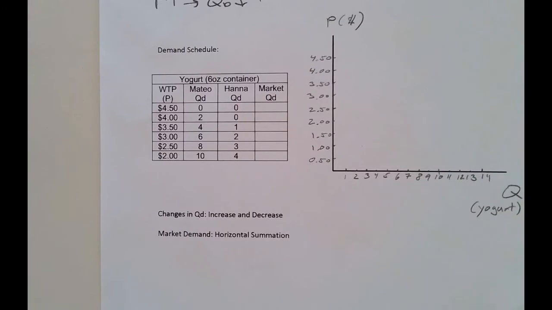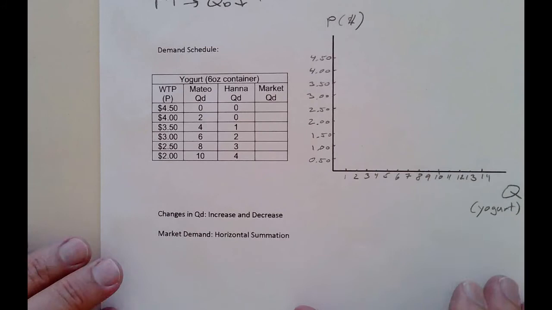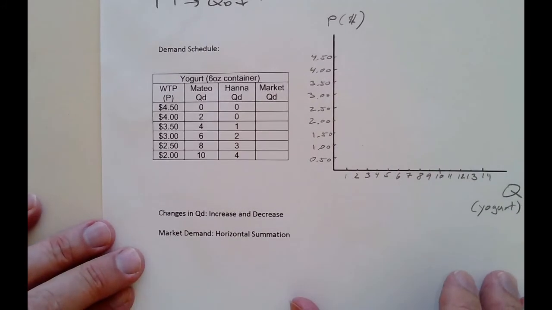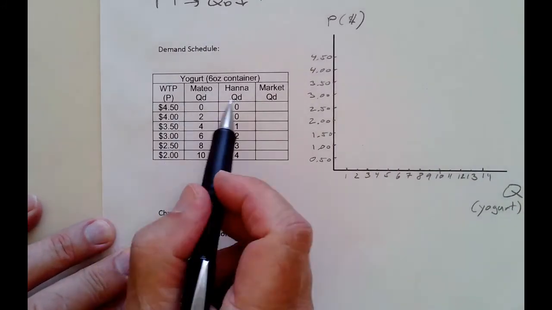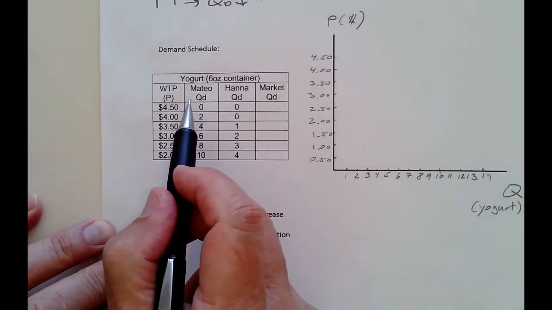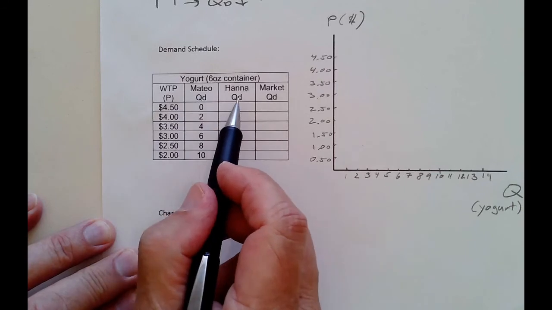We're back to Chapter 3, Lecture 1, Part 2, and we're going to look at an example of demands. So down here I have a little table. Let's start out with one consumer, Mateo. We'll talk about Hannah in just a minute.